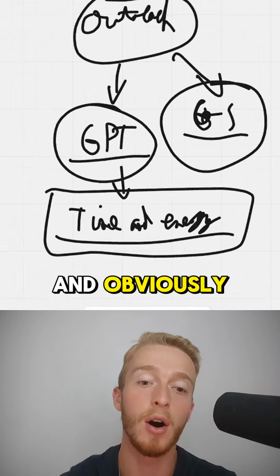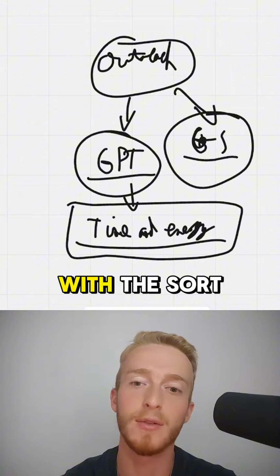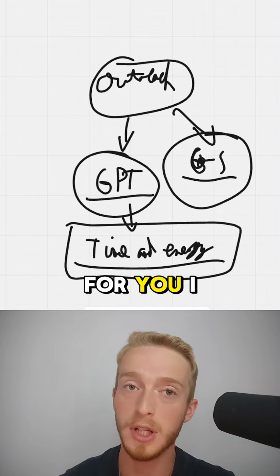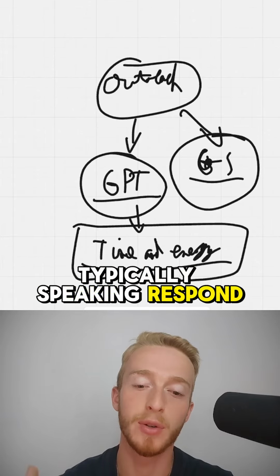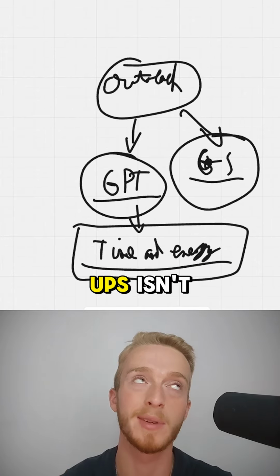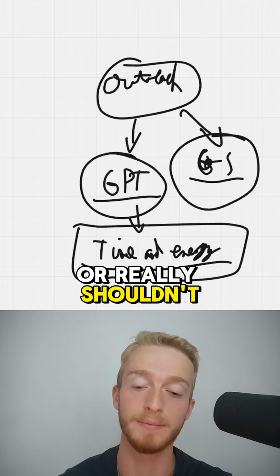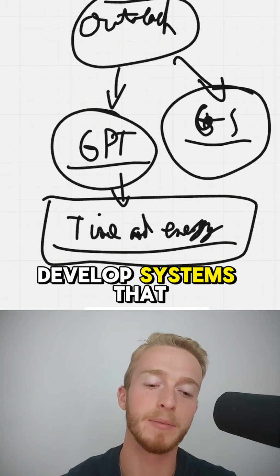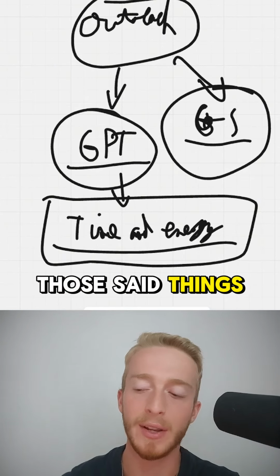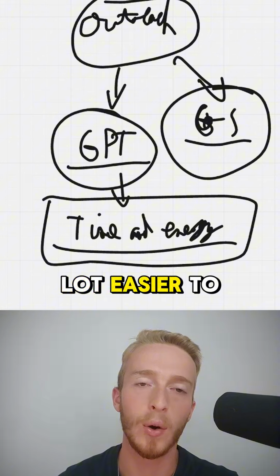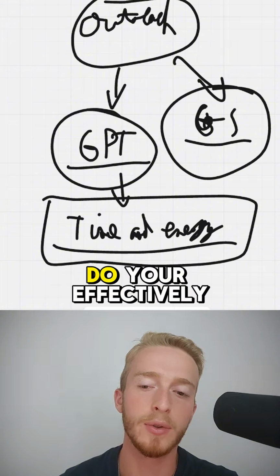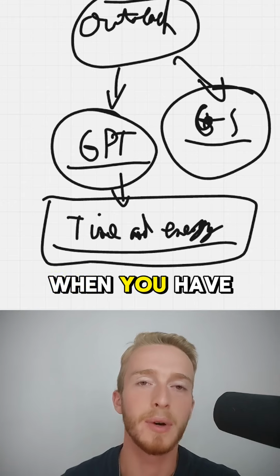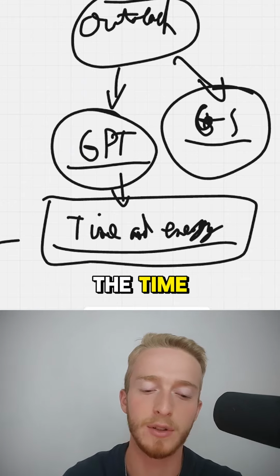And obviously, this is really crucial for me with the sort of done-for-you business that I run. But even for you, typically speaking, responding to messages, sending outreach and sending follow-ups really shouldn't take much time on its own. But if you develop systems that help you do those things, then you're going to find it's a lot easier to do your lead generation and outreach when you have systems in place that save you time and energy as well.